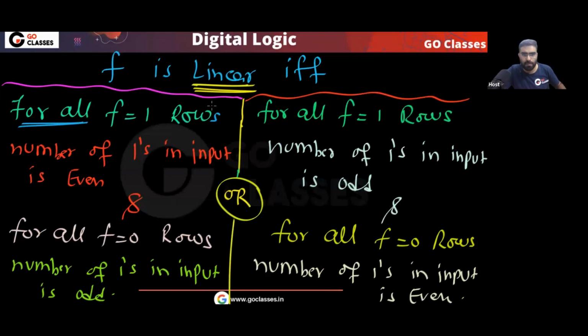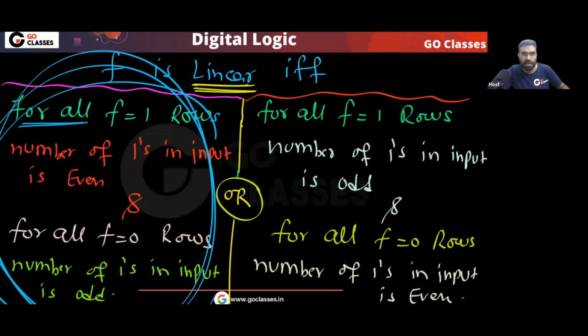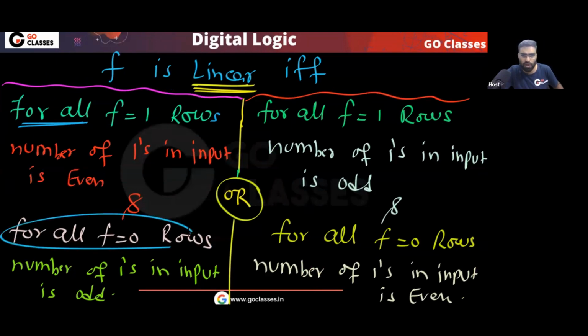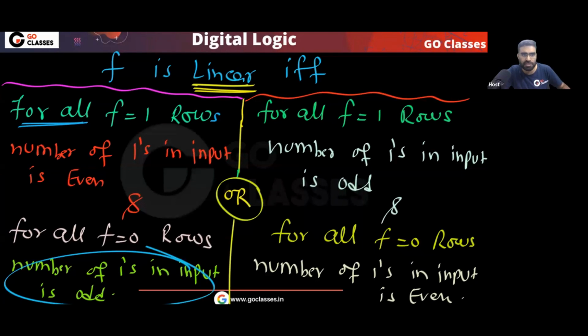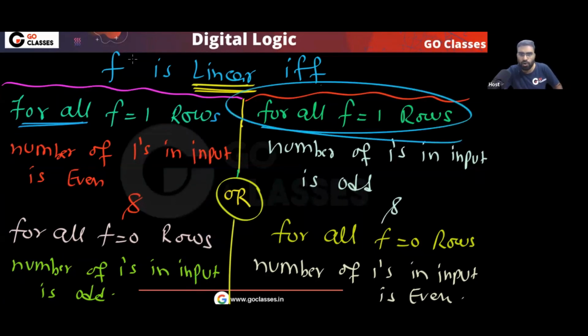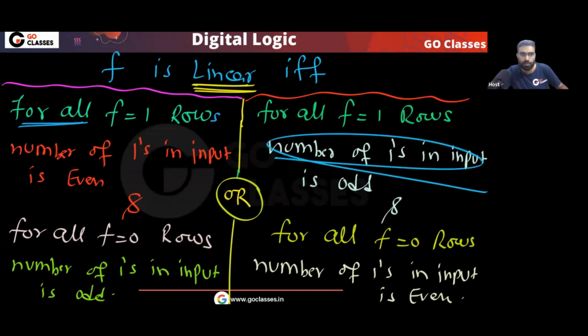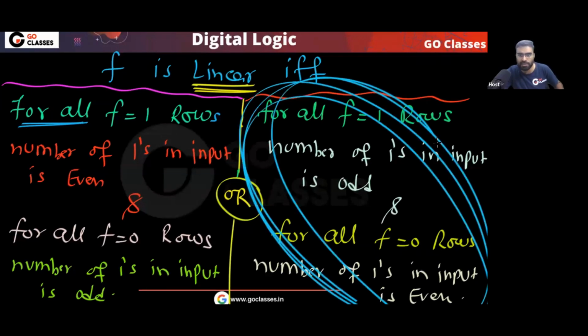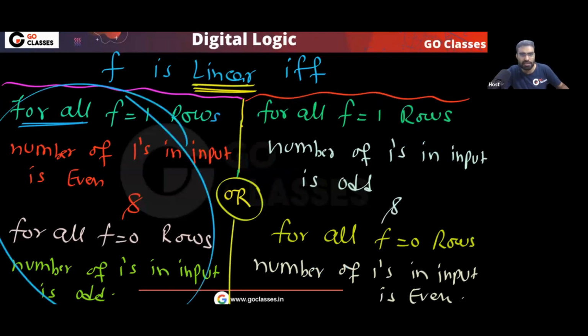F is linear. A function f is linear if this happens, or this happens. It means for all f equal to 1 rows, the number of ones in the input is even, and for all f equal to 0 rows, the number of ones in the input is odd. Or, for all f equal to 1 rows, the number of ones in the input is odd, and for all f equal to 0 rows, the number of ones in the input is even. So either this entire thing should happen, or this entire thing should happen.